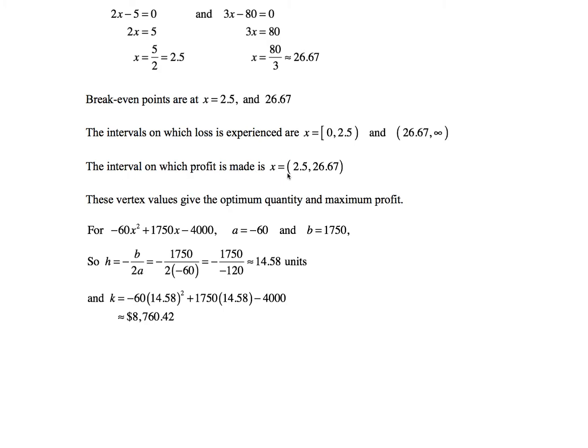And so that's this interval right here, from 2.5 to 26.67. And I've used curved brackets because we don't make a profit at either of these points. We break even, making 0 profit. And then we lose money at 0, a production level of 0, all the way up to a production level of 2.5. And I think this is 2,500.